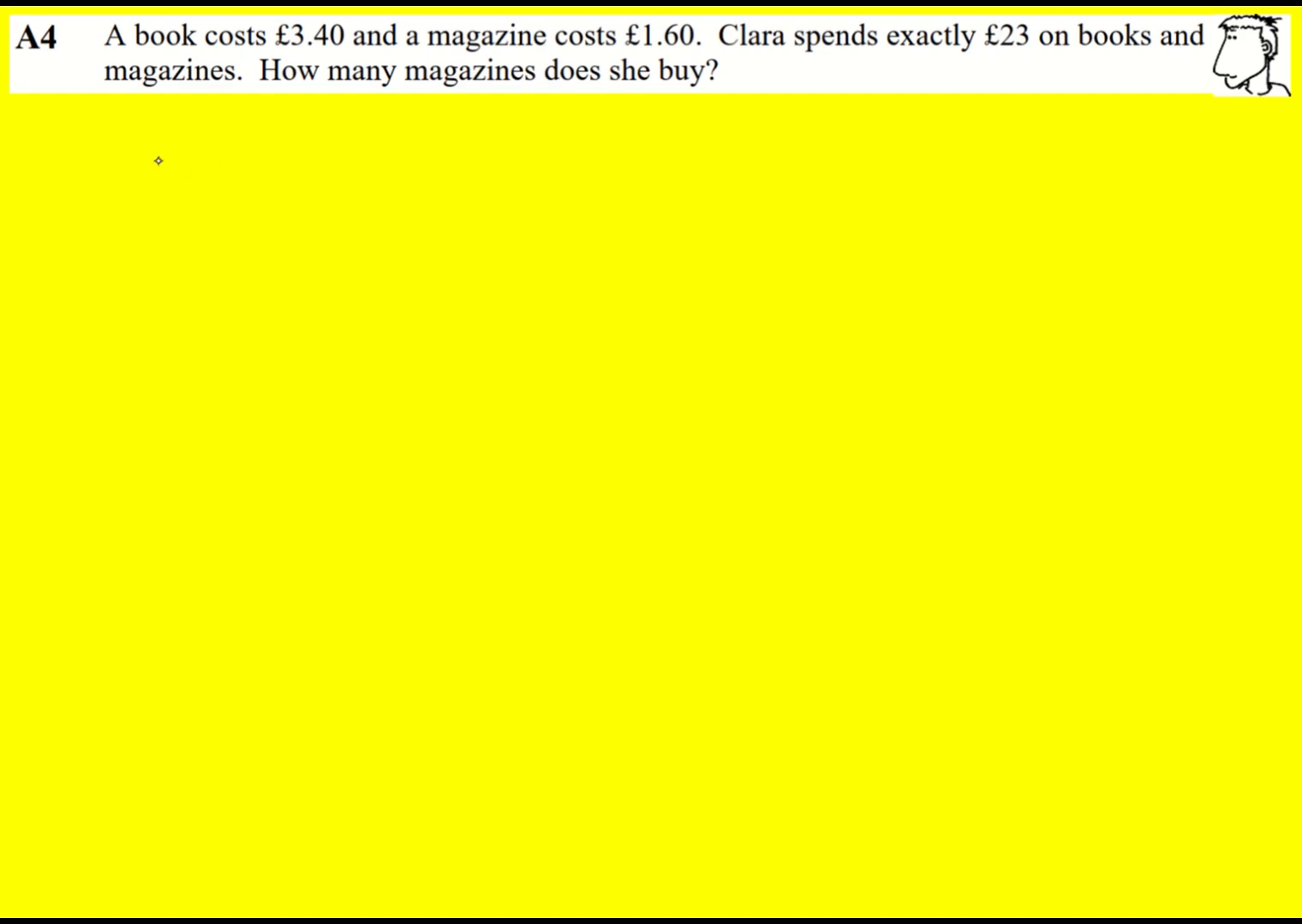A book costs £3.40, which means two books would cost 2 times 3.4, and B books would cost 3.4 times B. So that's the total amount for the books. I'm then adding 1.6 lots of the magazine, so 1.6 times M, or M lots of 1.6, which is the same thing, and that's going to equal 23.